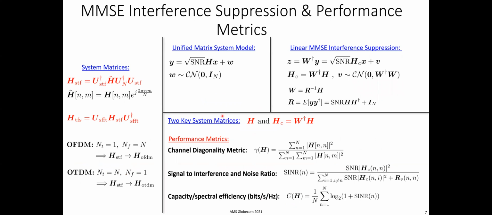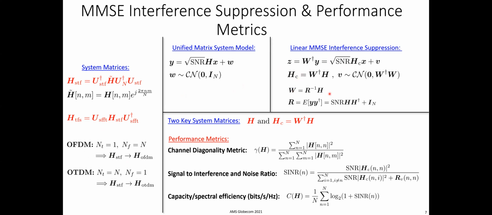Now, even though the U_STF basis functions are approximate eigenfunctions, there's still some interference between them. So this is a unified system model. These H, Y, and X correspond to STF, TFS, or OFDM, as we'll see. And we're going to use linear MMSE interference suppression, but these matrices could take STF, and these are the transmitted symbols that receive demodulator outputs, or H_TFS, or OFDM is a special case of STF by putting N_F equals N and N_T equals 1. And the LMMSE matrix then is just an N by N matrix to suppress the interference.